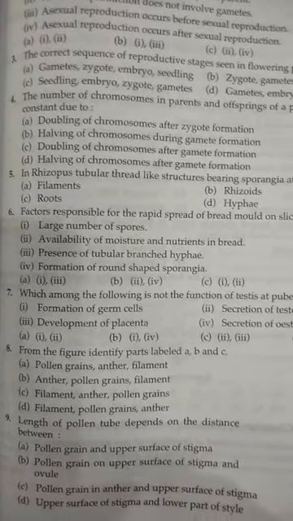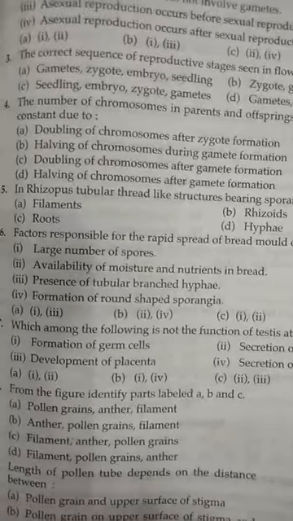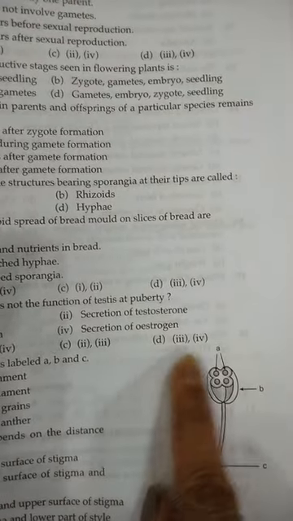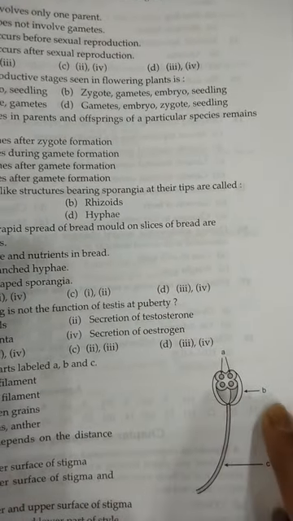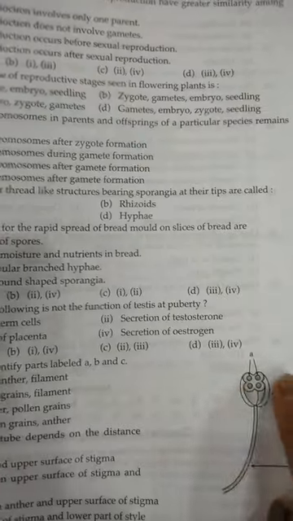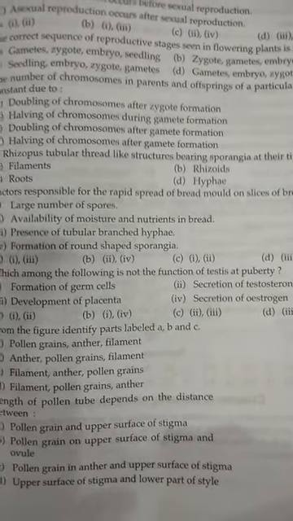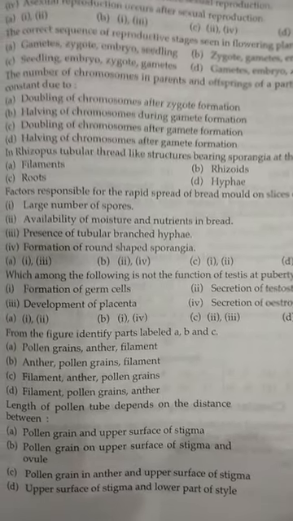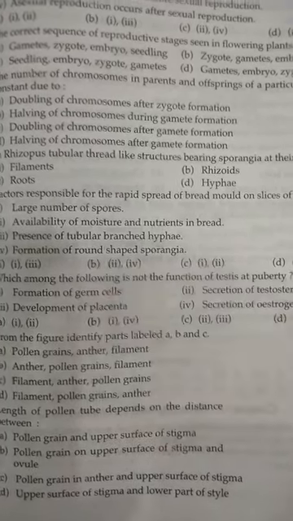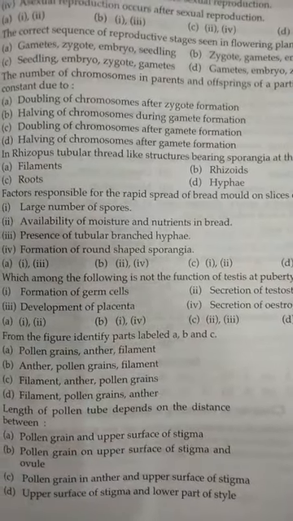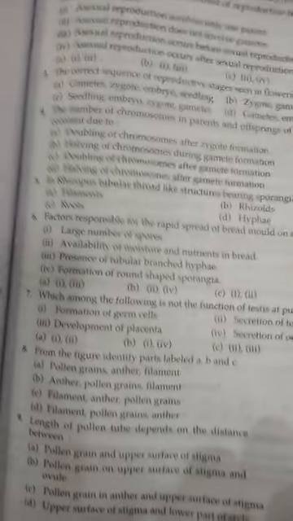Eighth question, from the figure identify parts labeled A, B and C. Now this is the diagram. You can see A over here. Then you can see B and C. This is anther. So pollen grains, anther, filament. C is filament, anther, pollen grain, means it is marked in the sequence A, B, C. So you have to see filament, pollen grain and anther. So A, B and C, you have to mark it that way.